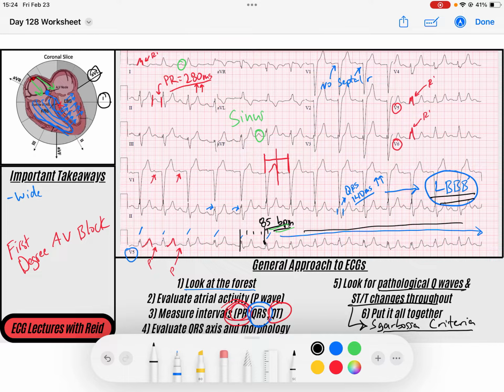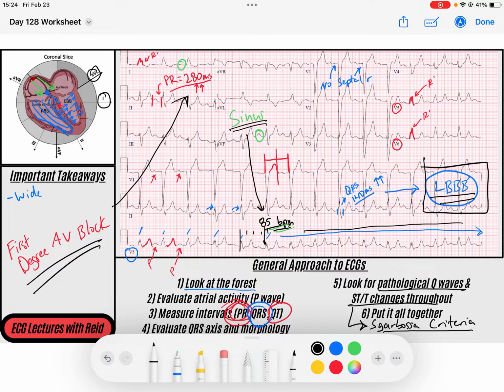And so we can put this all together. We have a sinus rhythm at 85 beats per minute. We have also first degree AV block with a PR interval slightly elevated at 280 milliseconds, and a left bundle branch block. So hope this helps you understand the physiology and the anatomy of the electrical conduction system.